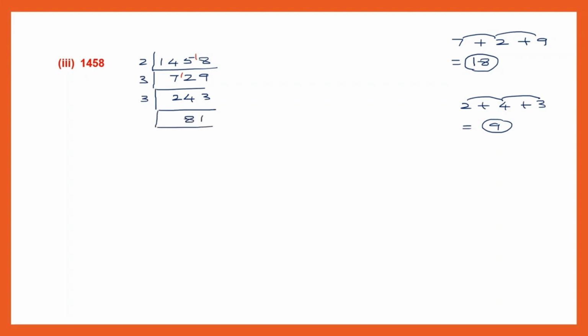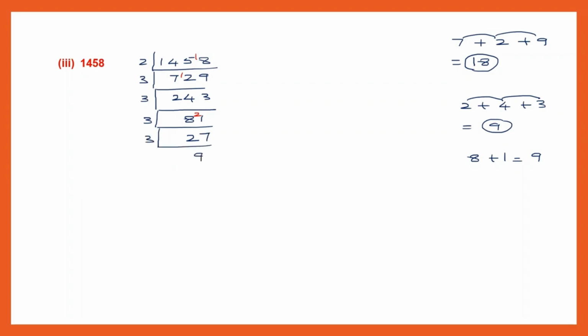Okay, is 81 divisible by 3? Let's check. 8 plus 1 is 9. Yes, it is divisible. So let's use 3 again. 3 2s are 6, 7, 8. There's 2 left, so it becomes 21. 3 7s are 21. Now this we know is in the tables of 3.